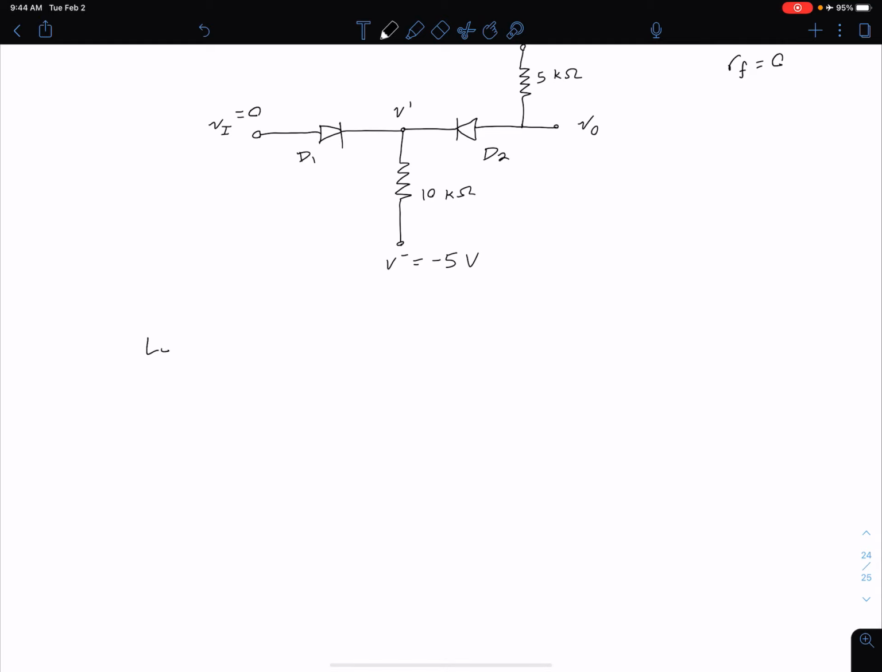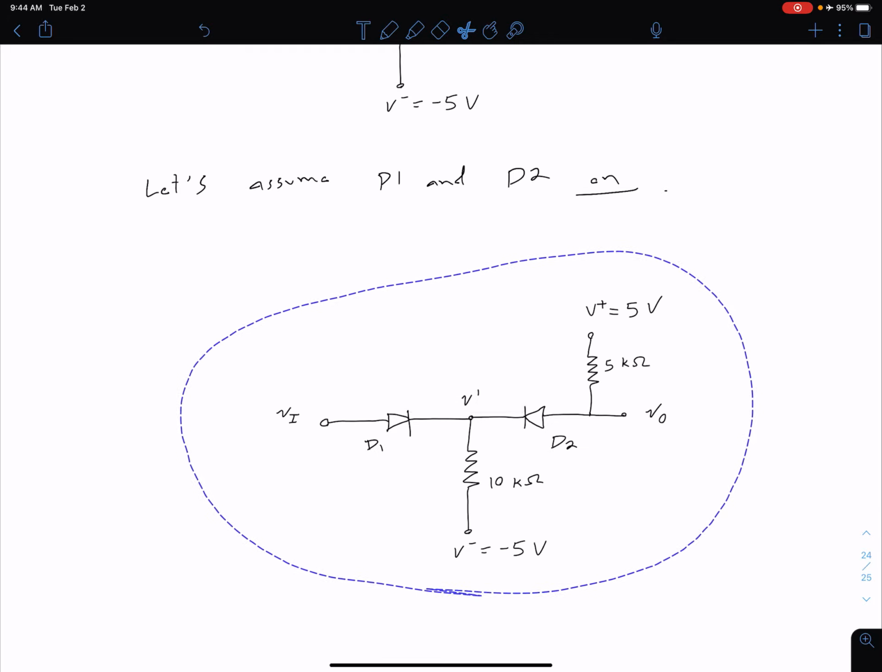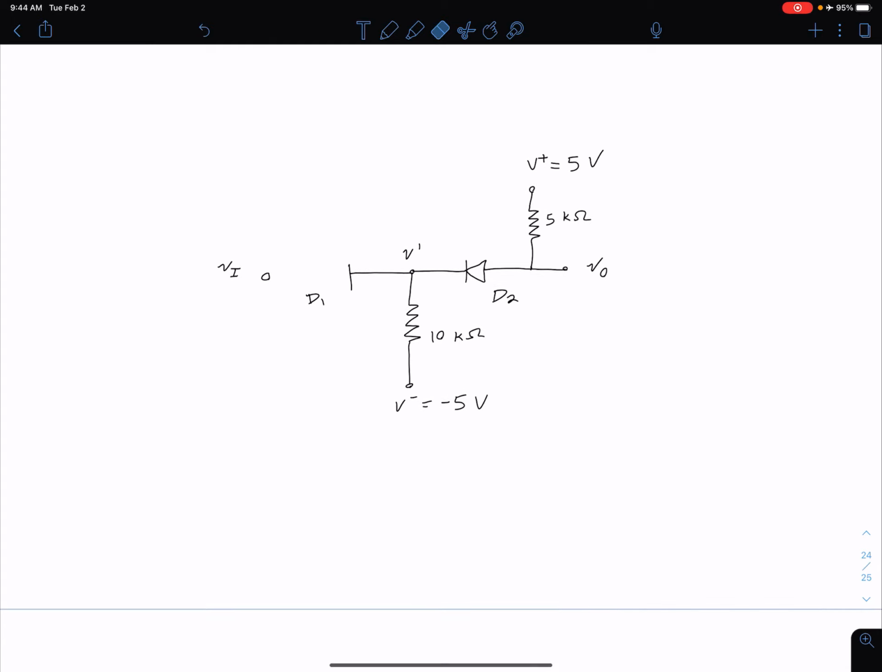So this time we're assuming both diodes, D1 and D2, are on. We've made our assumption. Now we need to analyze our circuit, and after that we're going to check our assumption. Let's paste our circuit here, and because both diodes are on, we replace each of them with a battery or a constant voltage supply, with the positive on the P side and the negative terminal on the N side. So we get something that looks like this.